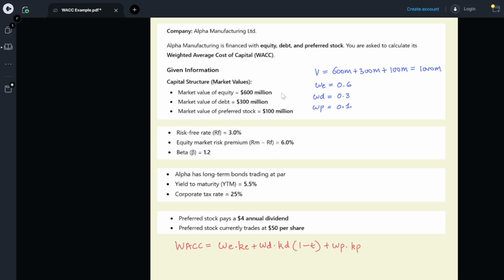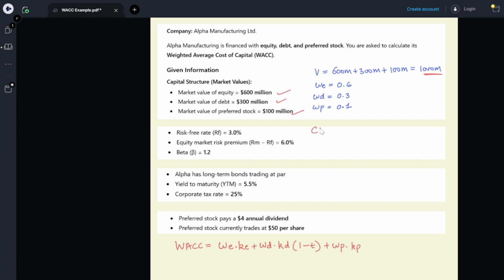So we have the market values given to us: 600 million, 300 million, 100 million. So the total value is 1,000 million. So the weighting on equity is simply going to be 600 divided by 1,000. Weighting on debt is simply going to be 300 divided by 1,000. And weighting on preferred stock is going to be 100 divided by 1,000. So we get the weightings here. Now we've got to find the cost.